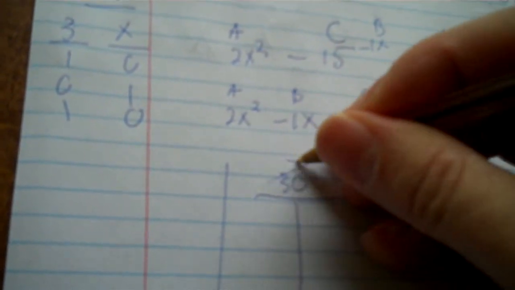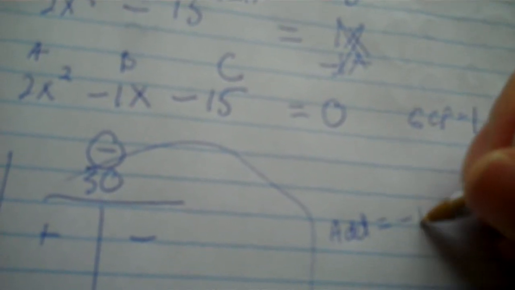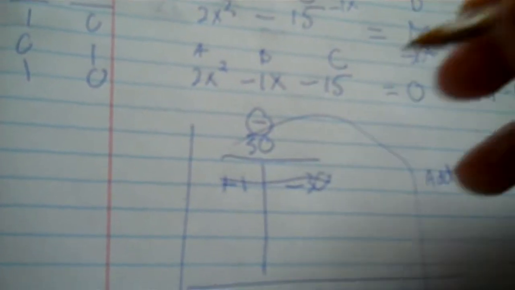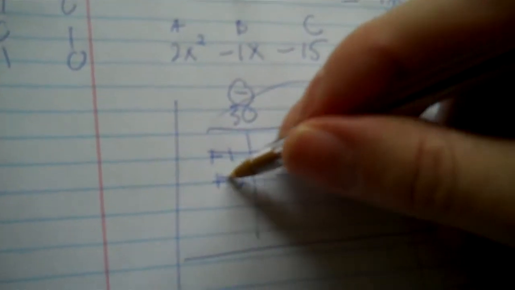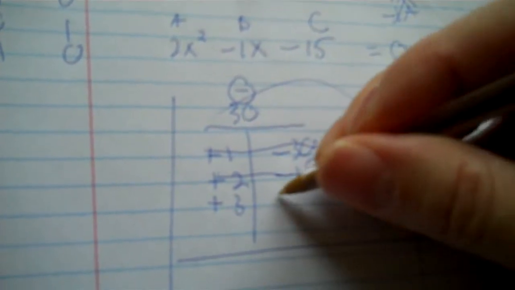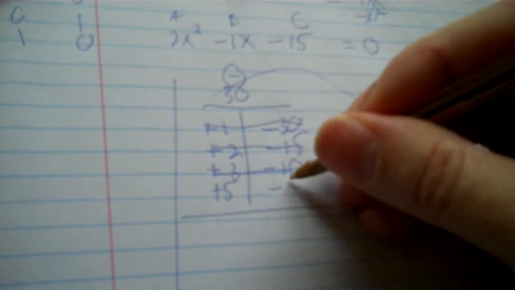So I'm not even going to make that box. I'm just going to make my table. 2 times negative 15 is negative 30. So we have a positive times a negative. Okay? So we're adding to try to get to negative 1. So 1 and 30, nope, that's negative 29. Positive 2, 15, that's negative 13. Wouldn't be 3 and negative 10. 4 is a decimal. How about positive 5, negative 6?